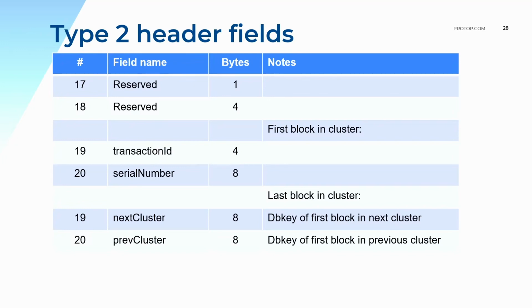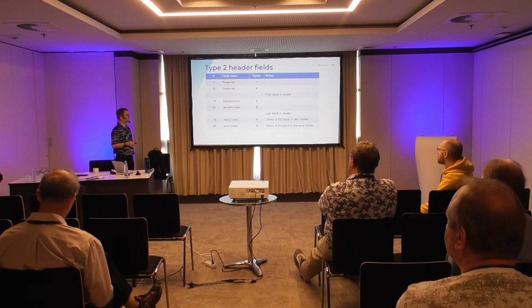The last 2 fields are reserved for future use, so maybe in V13 we'll see some new fields there, I'm not sure. As I mentioned, if the block is the first block in its cluster, it gets 2 additional fields, which are transaction ID and serial number. I don't have anything interesting to say about those.